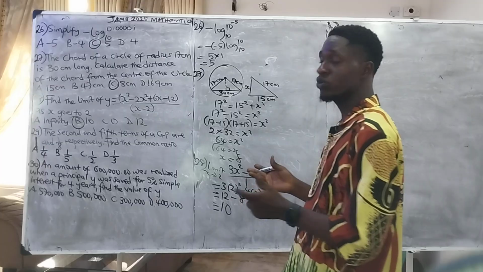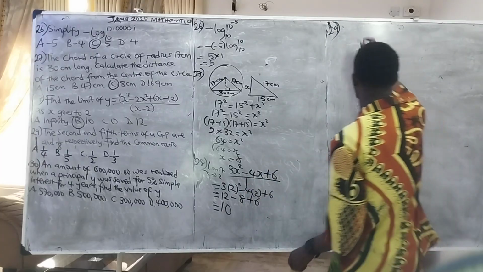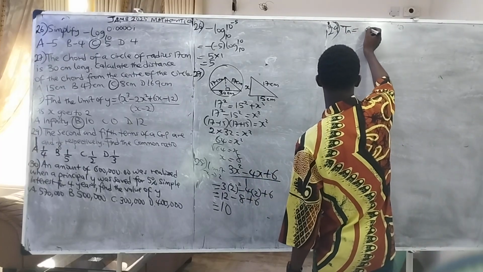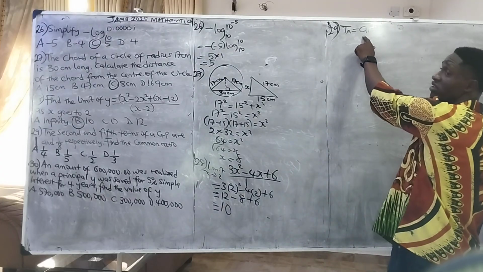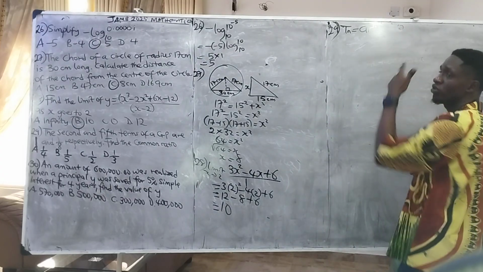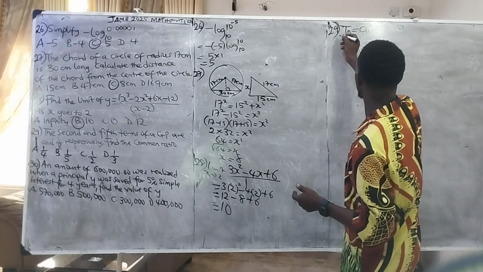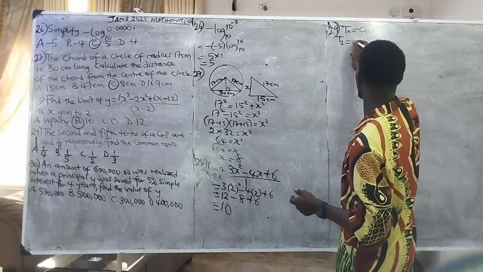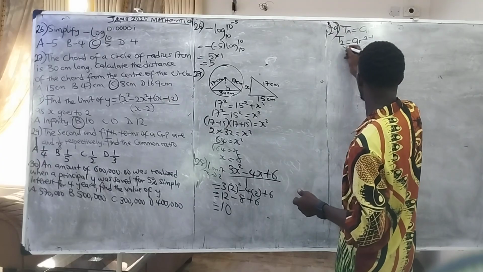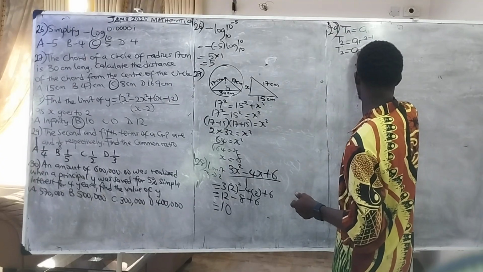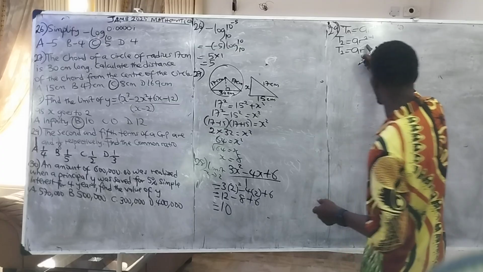are 1 and 1 over 8 respectively. In a GP, the nth term of any GP is a r raised to the power of n minus 1. This a is the first term, this r is the common ratio. So you are given that the second term, which is T2, is equal to a r, your n here is 2, so this is 2 minus 1, which is T2 equals a r raised to the power of 1.